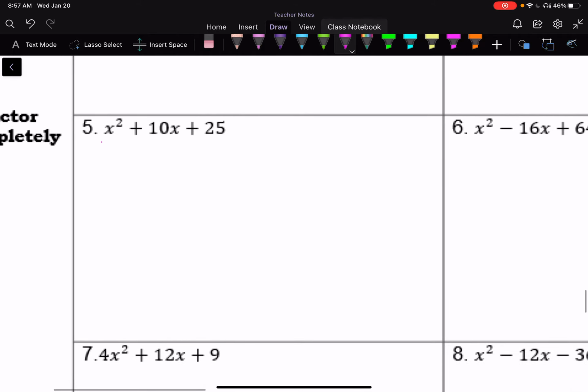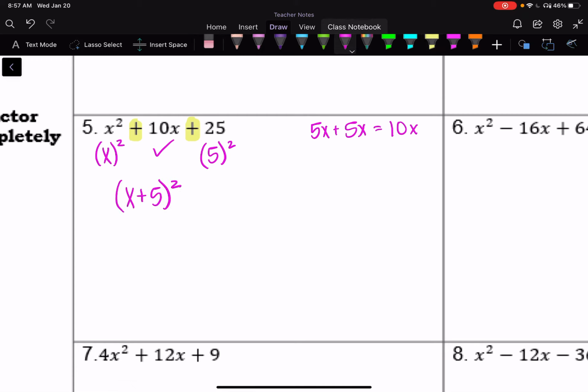For number 5, it breaks down to x squared and 5 squared. We're going to verify that when we combine these two together, 5x plus 5x, it gives me 10x, which is what I'm looking for. All of my terms are positive, so I follow the pattern x plus 5 squared for my final answer.